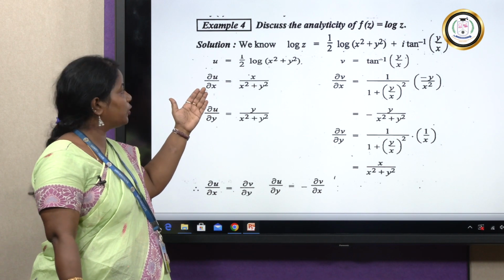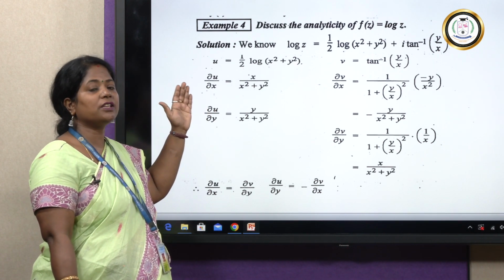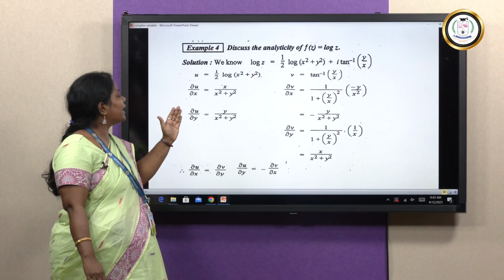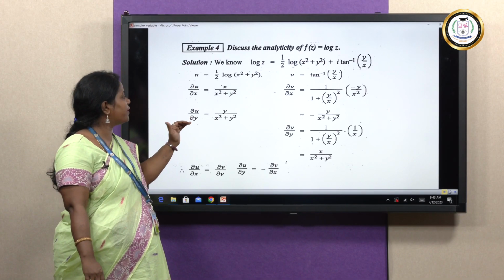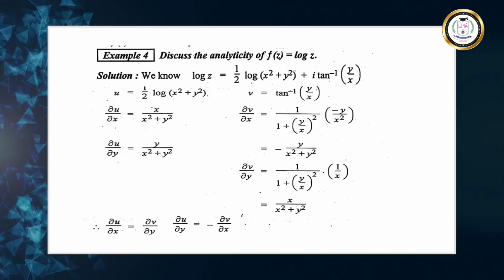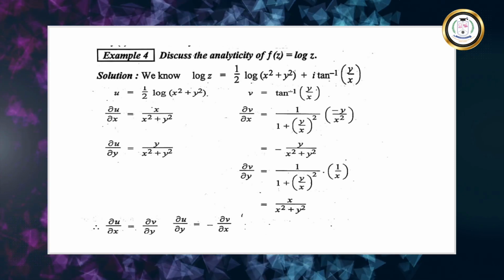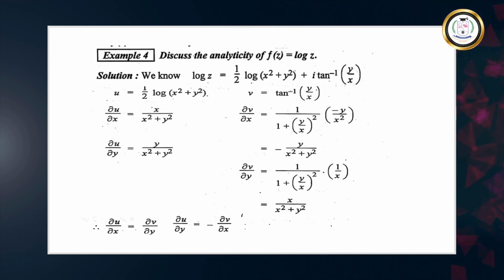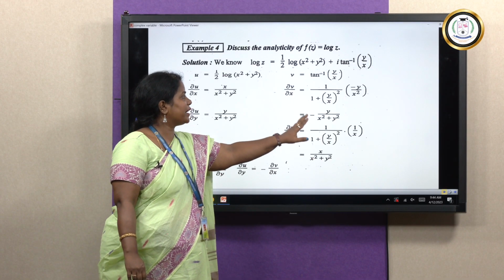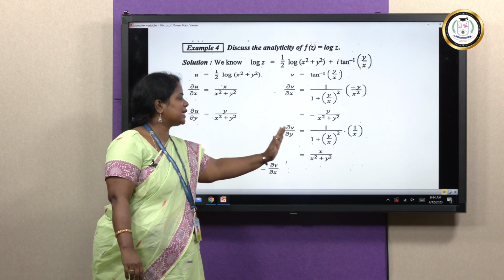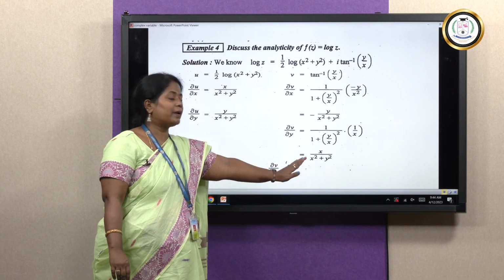Partial differentiation with respect to x for u is equal to x divided by (x² plus y²), and the partial differentiation of u with respect to y will give you y divided by (x² plus y²). Then the imaginary part, ∂v/∂x is equal to the derivative of tan inverse of y by x, which is 1 divided by 1 plus (y by x) the whole squared, into minus y by x². So when we simplify this, we will get minus y divided by (x² plus y²). So partial differentiation of v with respect to y is equal to x divided by (x² plus y²).